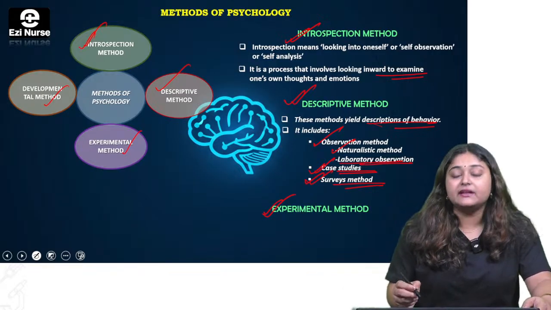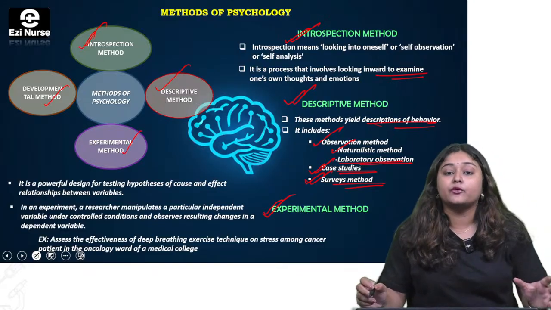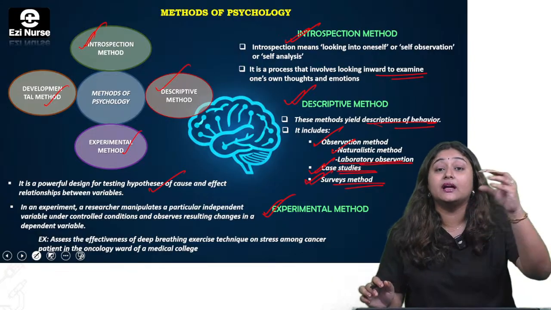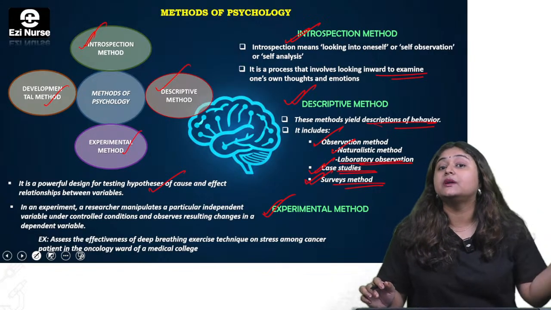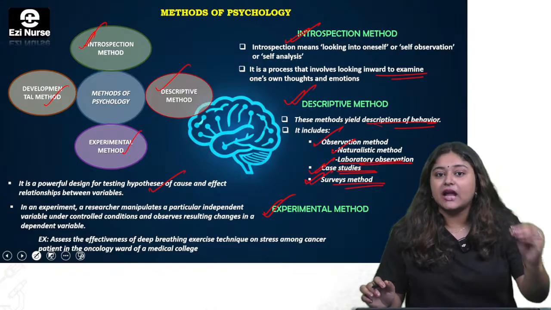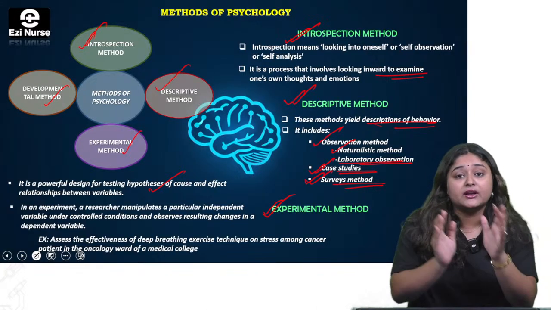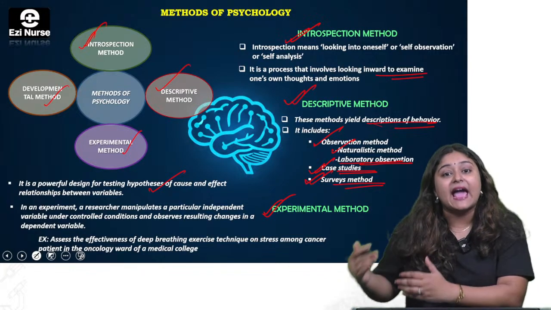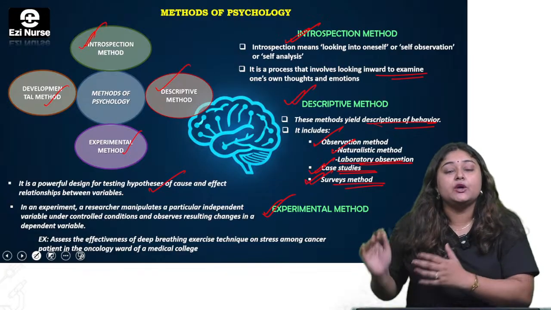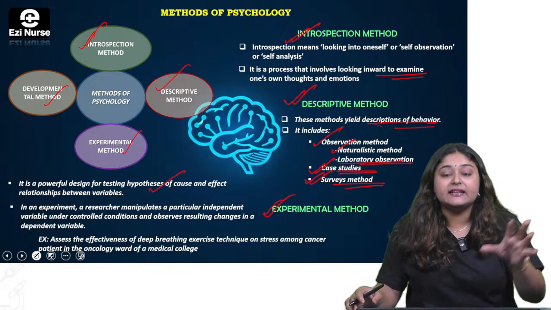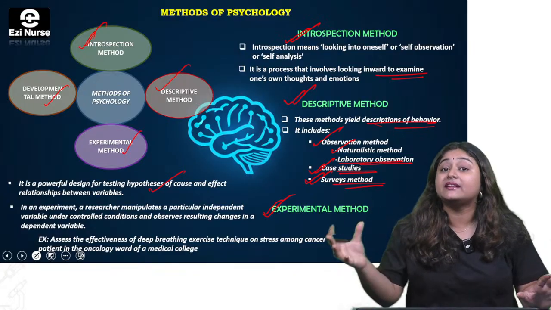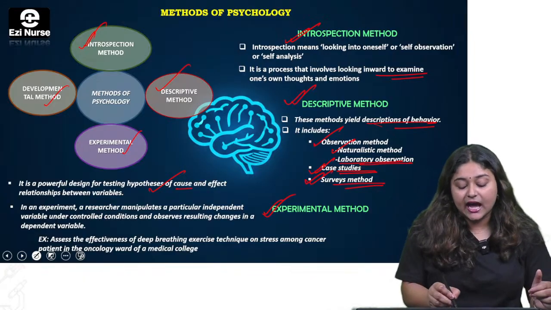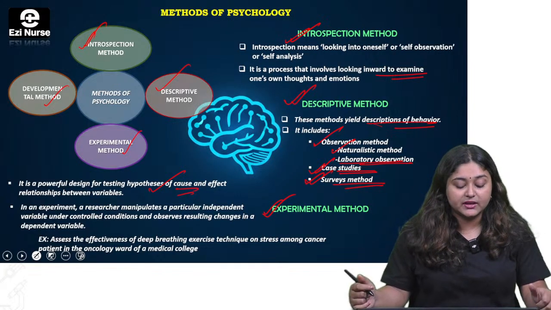Now come to the experimental method. What is this? It is a very powerful design for testing hypotheses of cause. Hypothesis means we are searching for the reason behind that particular disease. So that is called hypothesis. After collecting all the data, you are doing the assessment. After assessing, you are seeing the hypothesis, meaning you are seeing what is the reason behind it. After testing, you are forming the hypothesis of a cause and effect relationship between the variables.